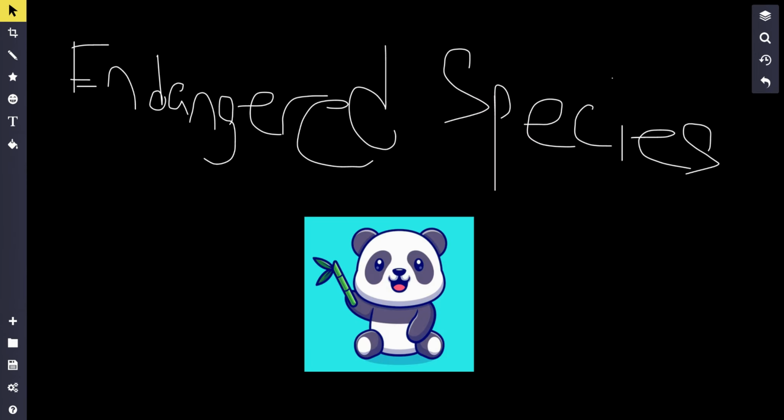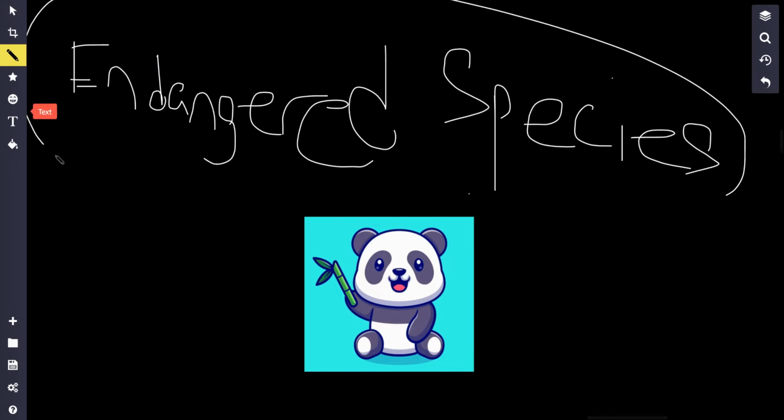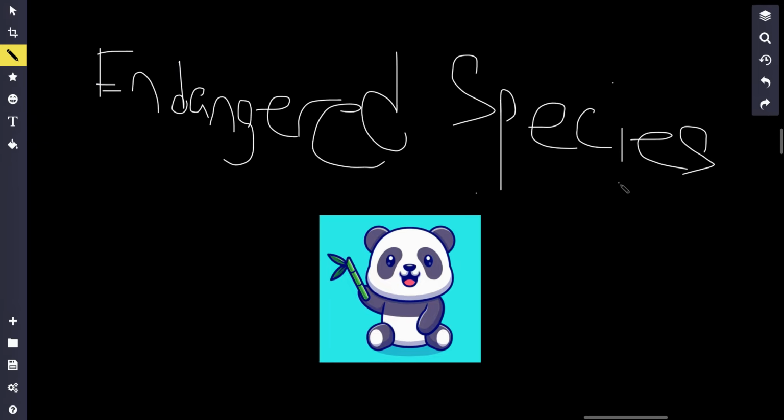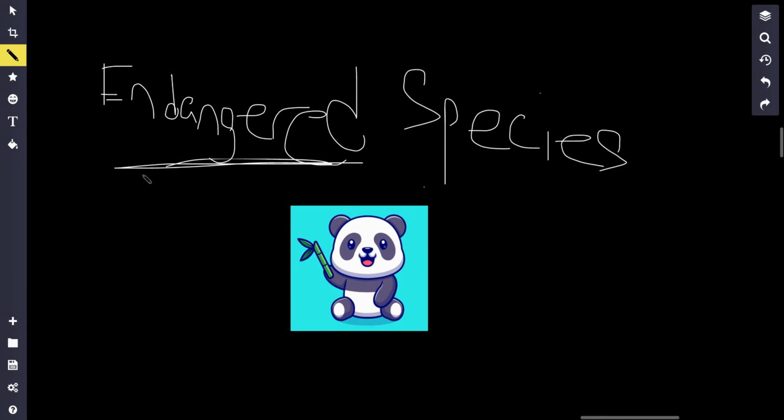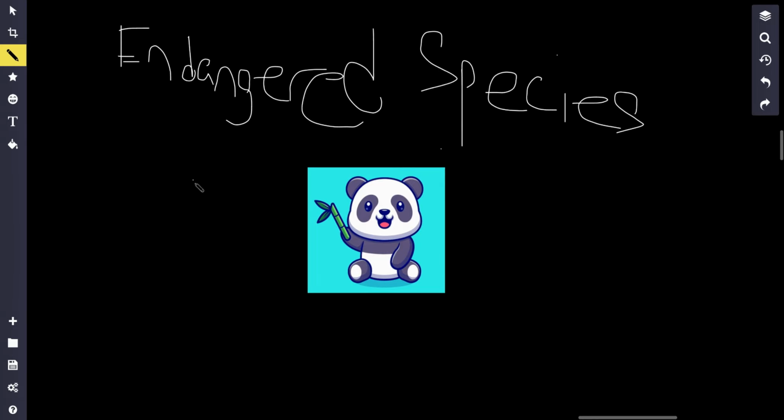Speaking of invasive species, we got endangered species. A species can sometimes be endangered by invasive species. All right, so an endangered species is like a species that's almost extinct, right? And I mean, one example, it's not endangered anymore, but one example is the panda. It used to be endangered, right?